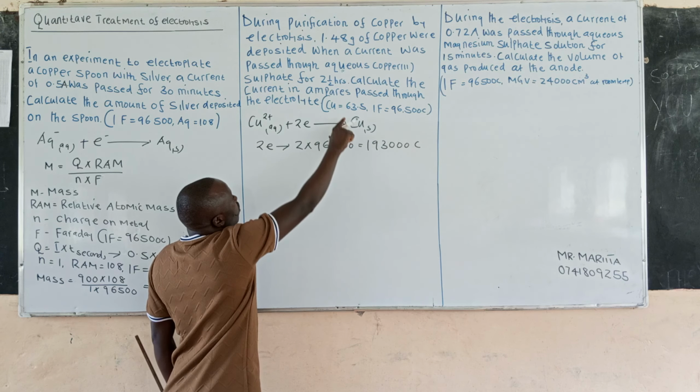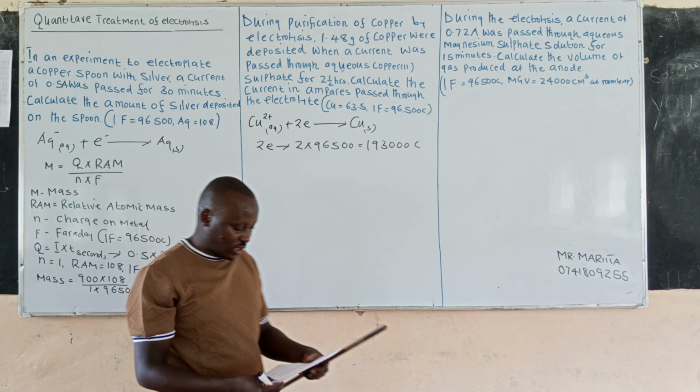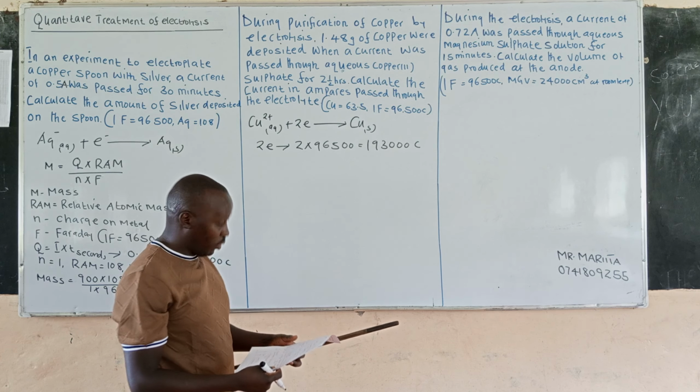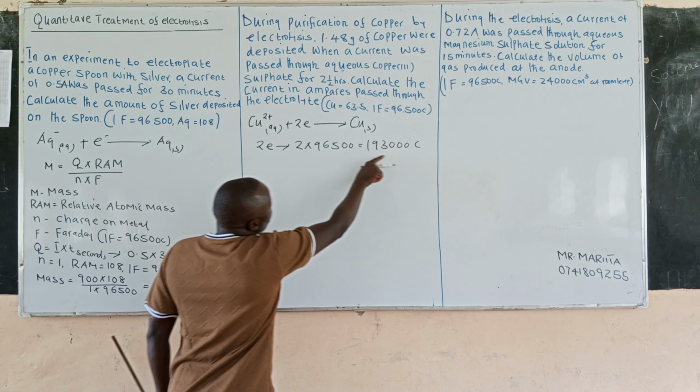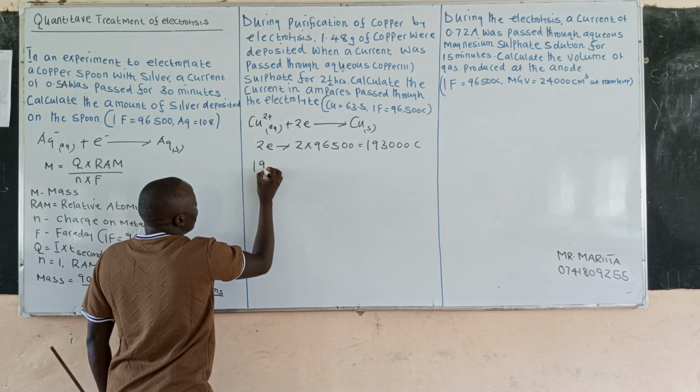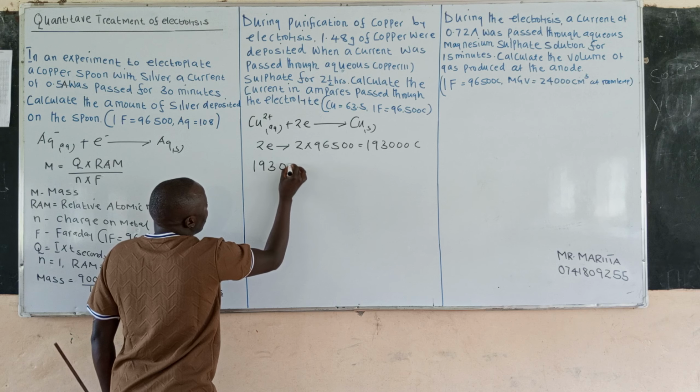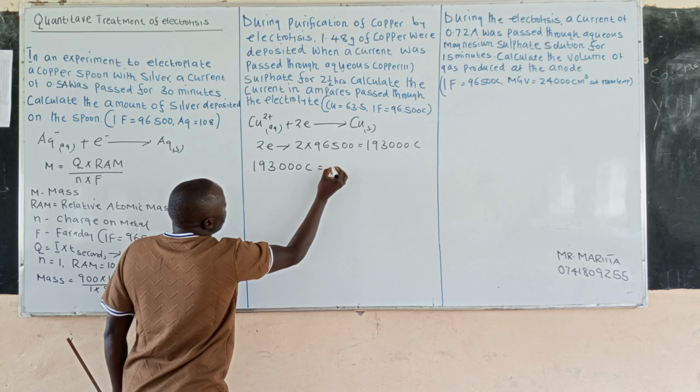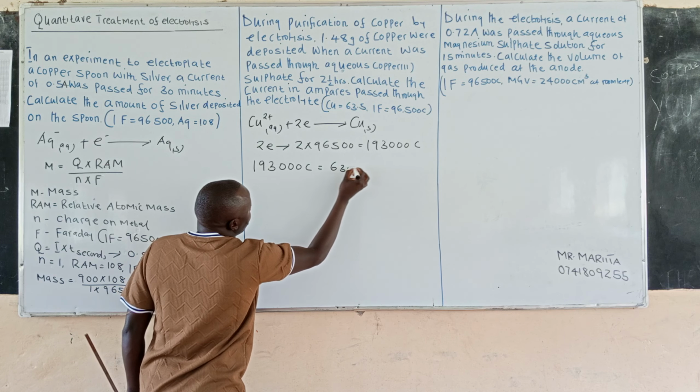The 193,000 coulombs now is required to deposit 1 mole of copper. That will deposit 63.5. So we require here that 193,000 deposits 63.5.